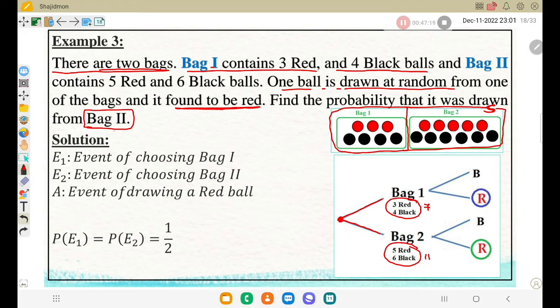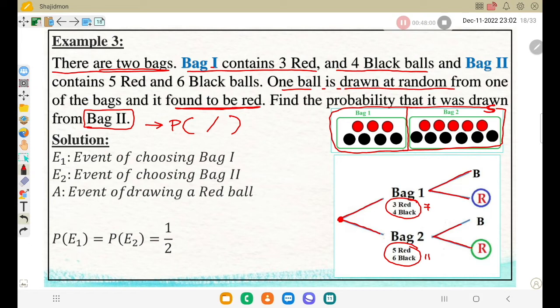See, the partition is given here: drawn from bag number 2. That means what do we need to calculate here? The probability of bag number 2, correct? Drawn from bag number 2, under the condition that it is a red ball. It is a conditional probability: the probability that a ball is drawn from bag number 2 given that the ball is red, correct? So this is the idea here. Now see, in bag number 1 there are black balls and red balls, and in bag number 2 also there are black balls and red balls, correct?